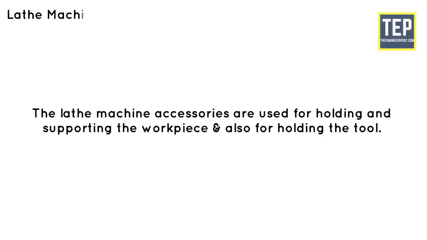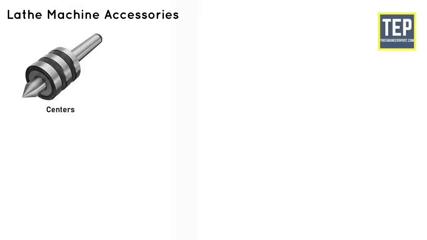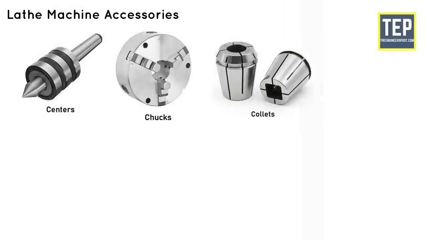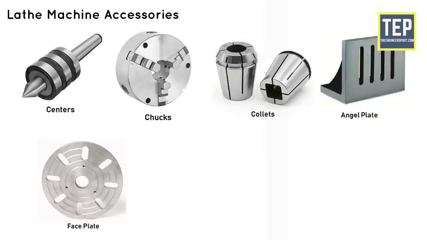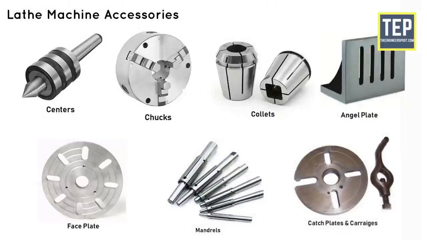Lathe machine accessories. The lathe machine accessories are used for holding and supporting the workpiece and also for holding the tool. The important lathe accessories are centers, chucks, collets, angle plates, face plates, mandrels, and catch plates and carriers.